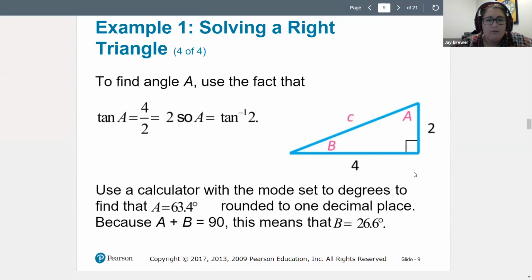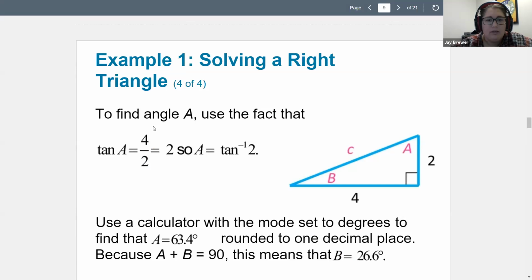All right. To find the missing angles, we're going to use tangent inverse of 2, and that'll give us A. And then once we have A, we can turn around and use the fact that A plus B equals 90. So then B is going to be 2.66. Okay, so make sure you write that example down. And if I go too fast, please use the video. You can pause it.